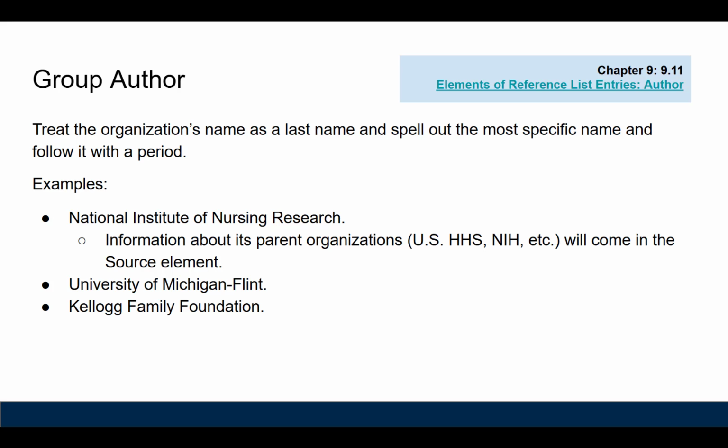You do not include an acronym in the reference entry like you can in in-text citations, because the entry has to have the most complete and unambiguous information about the work. Information about any parent organization will be included in the source element later on in the reference entry. For example, if you are citing a report from the National Institute of Nursing Research, the institute is a specific organization that published the report and should be given authorial credit.